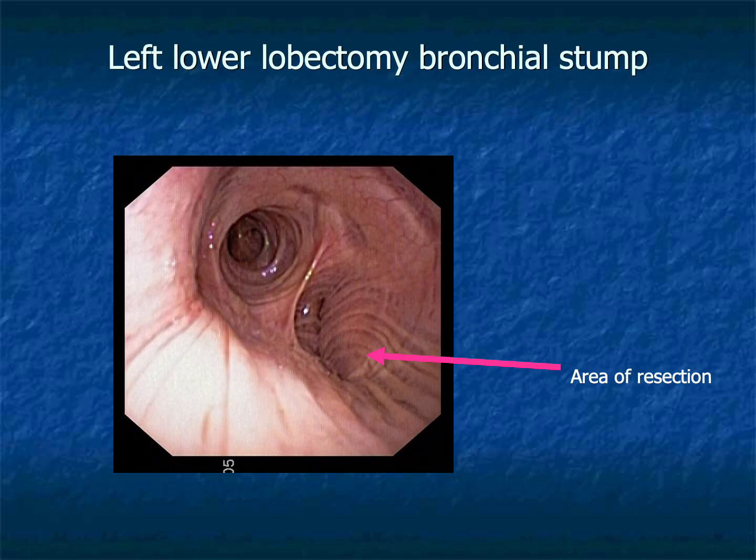Recognition of post-operative anatomy is an essential bronchoscopic skill. In this example, we see a left lower lobectomy stump. The bronchoscopist must be able to recognize surgical anatomy and distinguish expected post-operative findings from recurrent disease or complications. Knowledge of normal post-operative appearances prevents misinterpretation and unnecessary intervention.